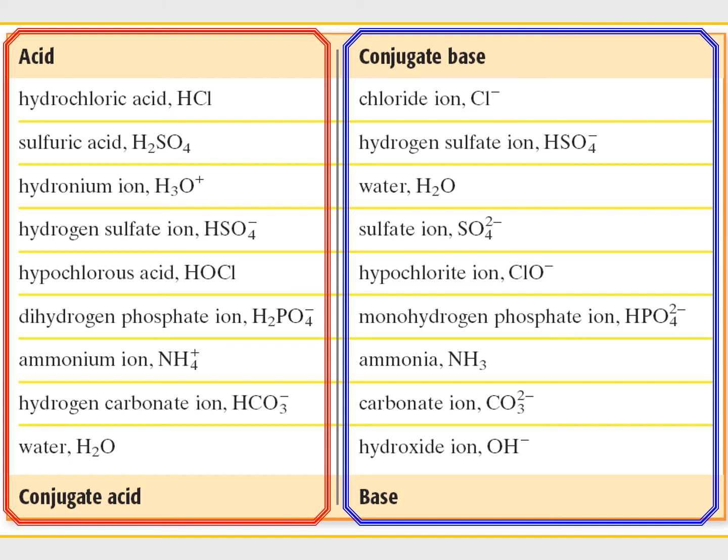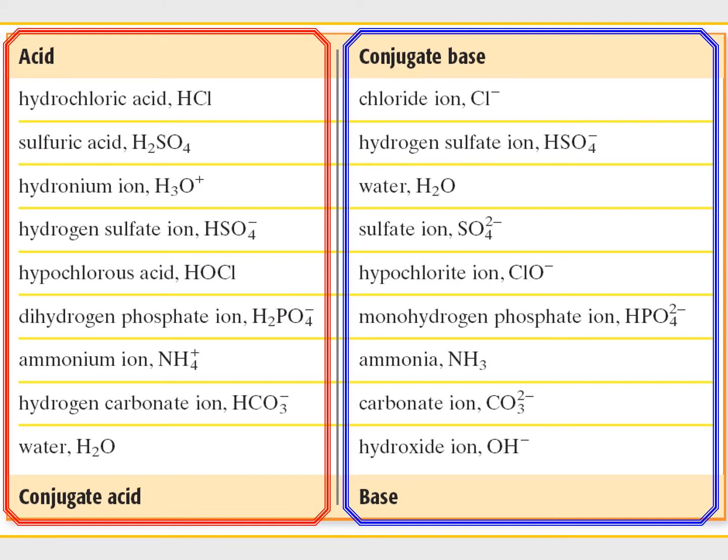For example, the very first one is hydrochloric acid, HCl. Take away an H plus from that, and what you're left with is a chloride ion, Cl minus. Go down a couple to hydronium. You'll see the hydronium ion, H3O positive, which of course is the real acid. Take away an H plus from that, and what you're left with is water, which is a conjugate base. Remember, water is amphoteric, so it can act as either one.